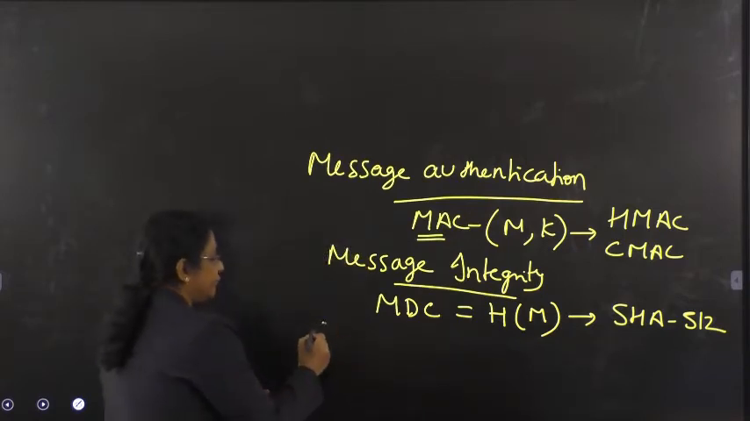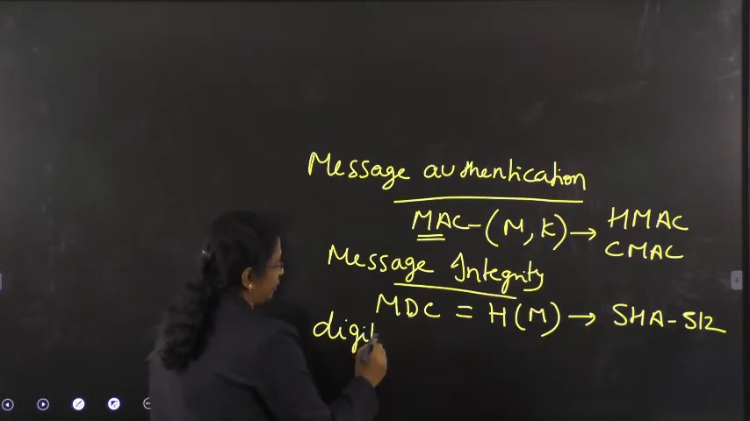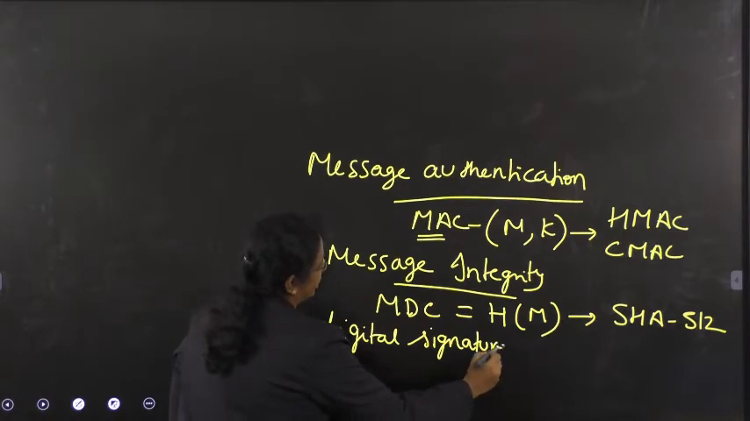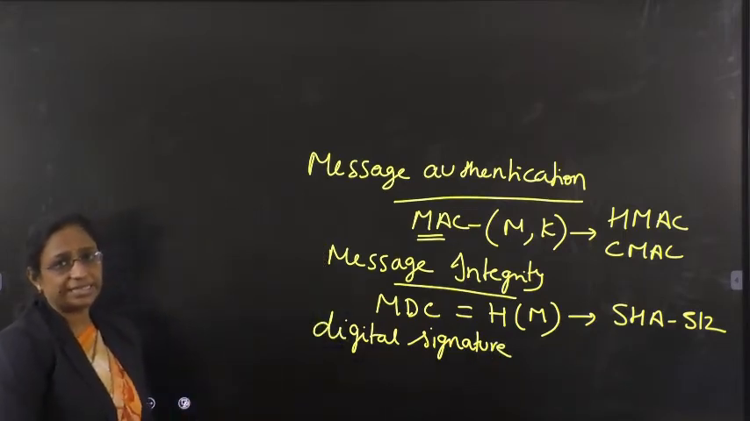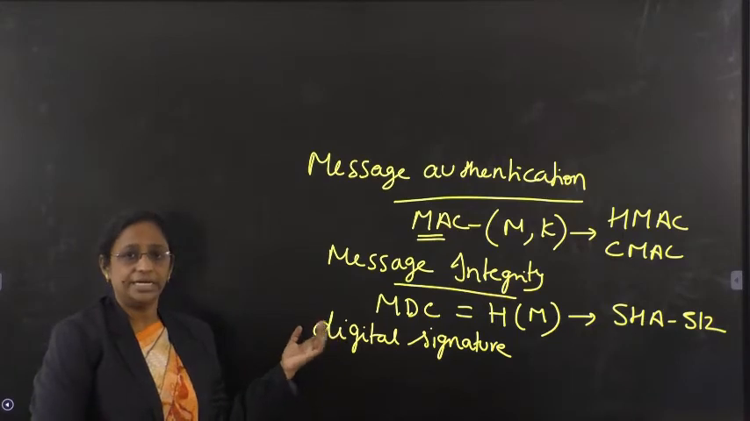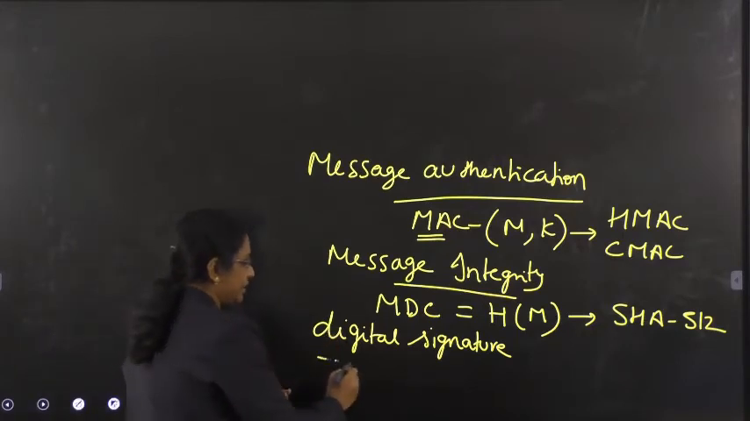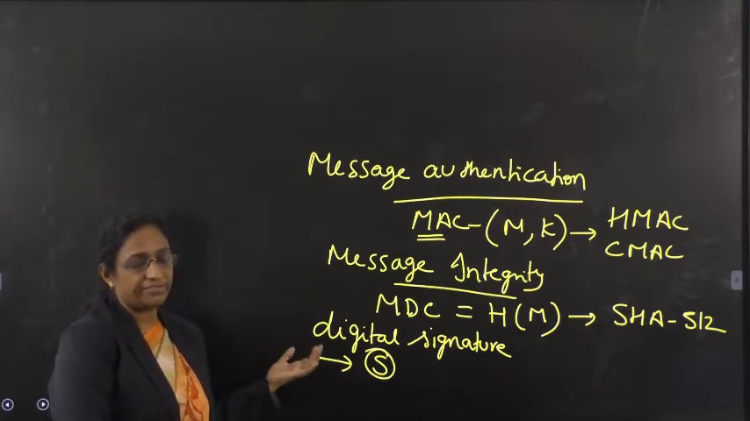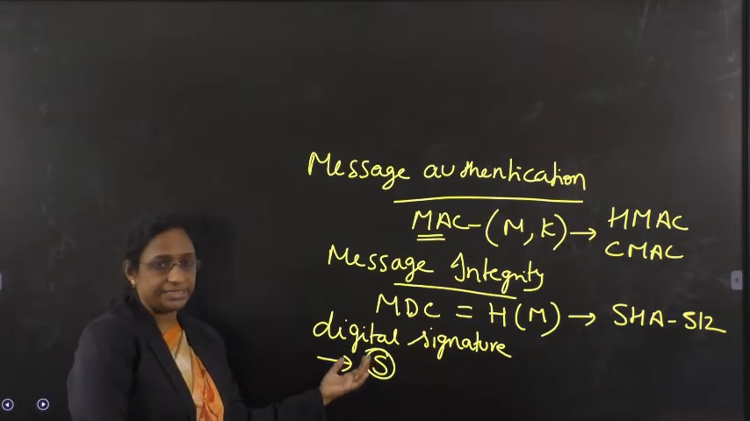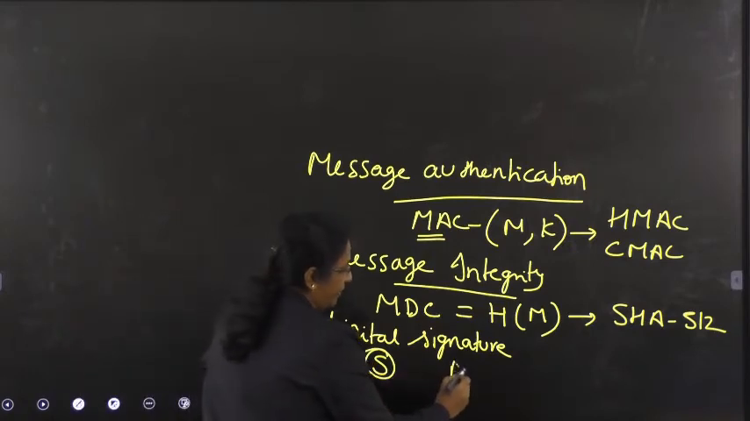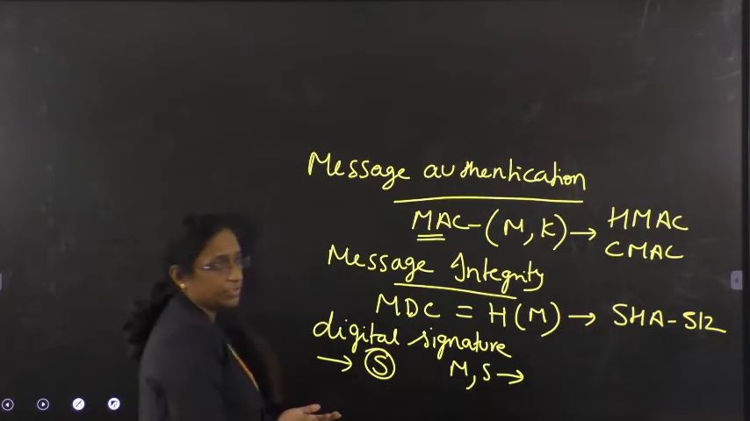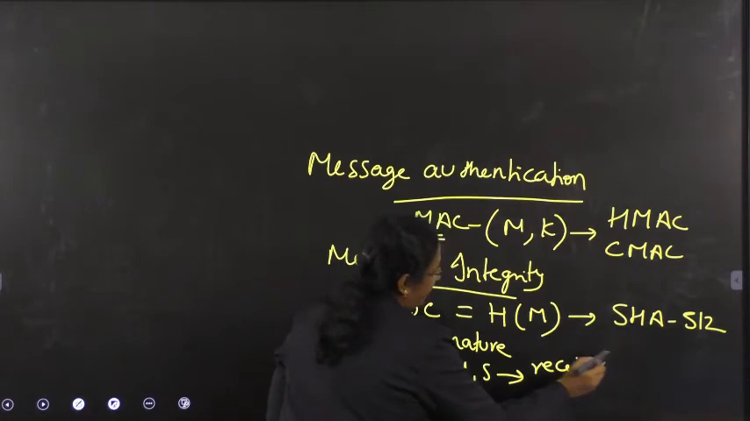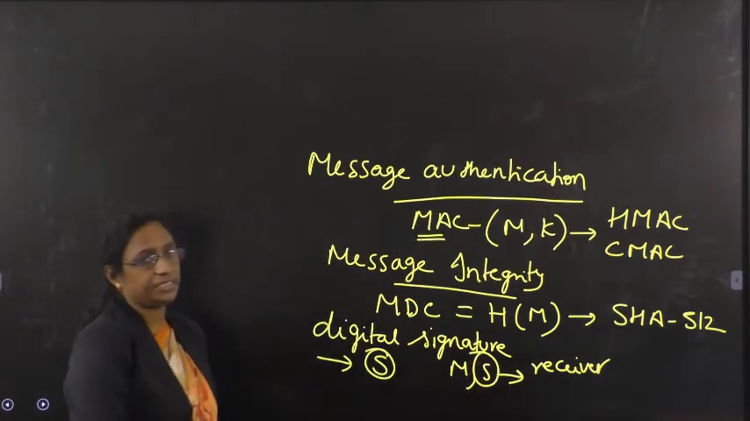And similarly, the third one we have seen is the digital signature process. This digital signature process is also for authentication. To check the authenticity, we will also use the digital signature process, where we generate a signature. By using the private key of the sender, we generate the signature, and the message and the signature are sent to the receiver, where the receiver will be verifying the signature.